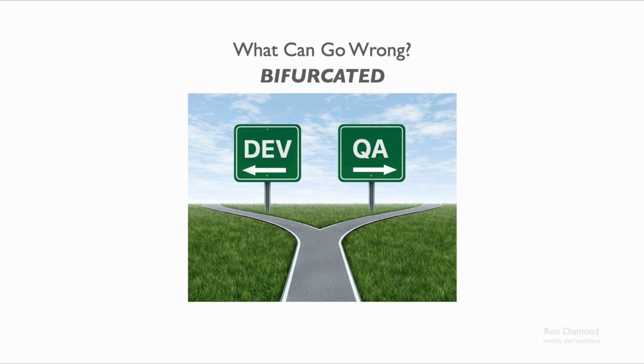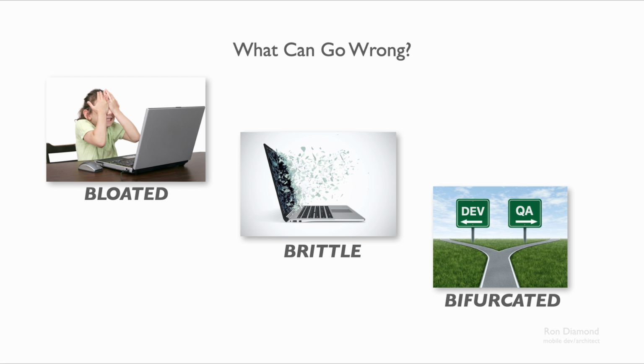And third, bifurcated, which typically means 2 separate test suites. One test suite by developers, which lives in the codebase, and usually another test suite by QA, which lives somewhere else. So not only is there duplication of effort, but also multiple sources of truth. And if you include testing efforts across multiple platforms, it's even more. So bloated, brittle, and bifurcated. And of course, none of these are optimal.